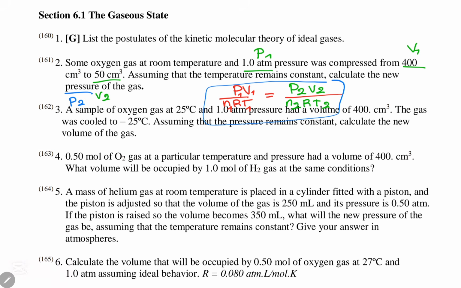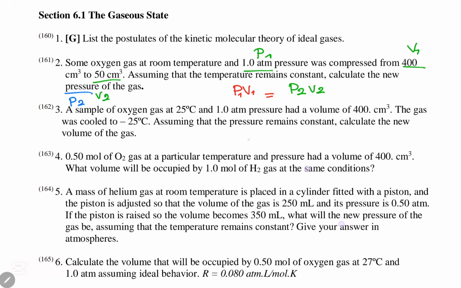And we need to find pressure too. They didn't mention any change in the number of moles, so the number of moles stayed the same. R is always the same, and they didn't say any change in temperature. That means the temperature is the same. So you can erase this, and now you're going to be left with this equation: P1 V1 is equal to P2 V2.